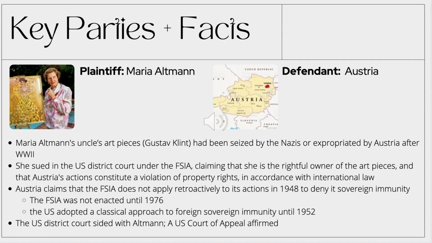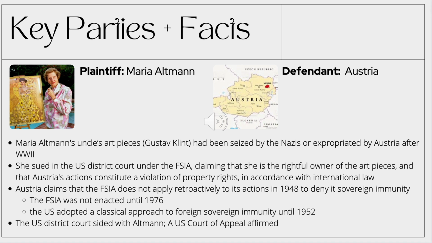The plaintiff in this case is Maria Altmann, and the defendant is the state of Austria. Maria Altmann's uncle's art pieces had been seized by the Nazis or expropriated by Austria after World War II. When she found out about this, she sued in the U.S. District Court under the FSIA, claiming that she is the rightful owner of the art pieces and that Austria's actions constitute a violation of property rights in accordance with international law.